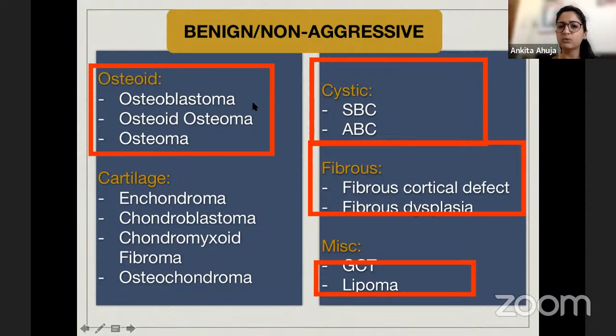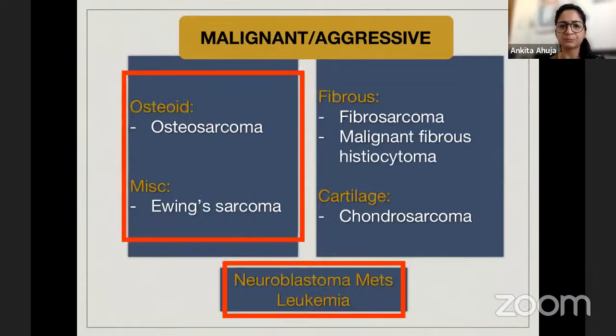So in the next step, what we are trying to do is to figure out whether it's an aggressive lesion or a non-aggressive lesion. Why? Then you have a list of entities which you need to think of, depending on whether you are looking at an aggressive or a non-aggressive lesion. In a non-aggressive lesion, this would be your list, and we'll come down to the list a bit later. For now, just keep it in mind. The red boxes indicate the lesions which are more common in the pediatric population, right?